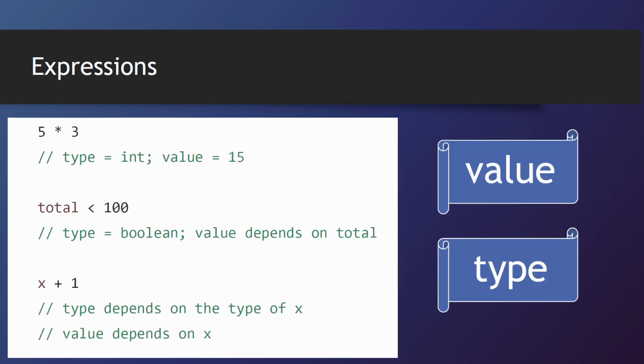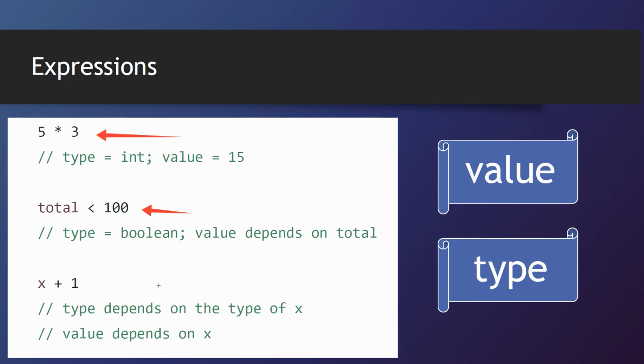All expressions have a value and a type. The type of the expression depends on the type of its operands. The type of the expression 5 times 3 is int because 5 and 3 are ints. The value of the expression is 15, which is also an int. The type of the expression total is less than 100 is boolean. The value will be either true or false depending on the value of total.